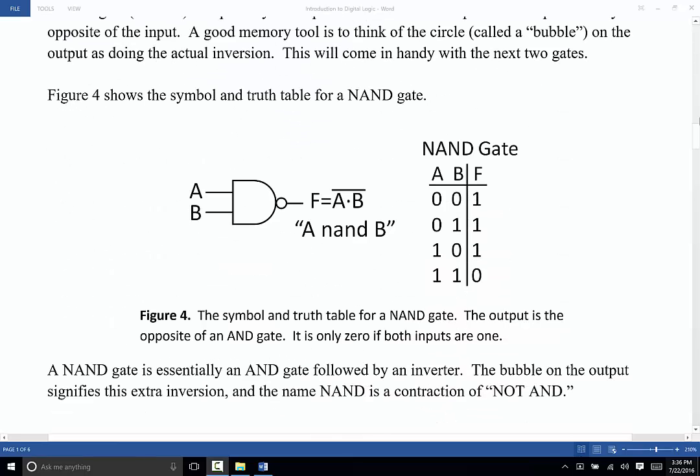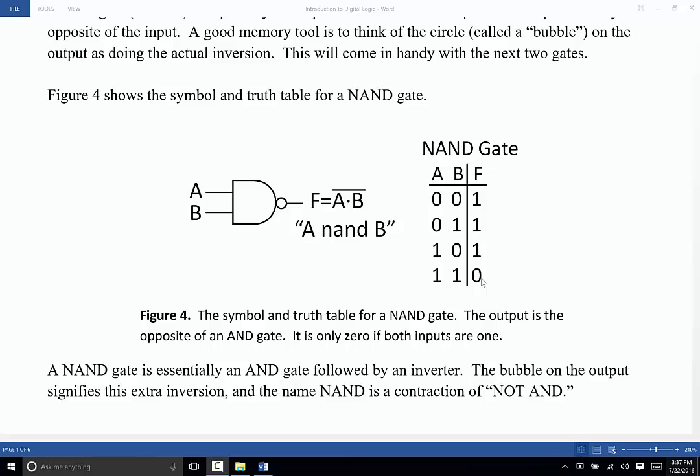The next gate is a NAND gate. Now, NAND is a contraction of not AND. Essentially what you can see here is that this is like an AND gate. It's exactly the same shape as an AND gate, but it has that same bubble from the inverter. So first you AND together A and B, and then you put a bar across the whole thing. That means you do an AND operation followed by an inversion. Remember that for the AND, only the last row was a 1. All the others were 0. And so we've just flipped every one of those bits. Now only the last row is a 0, all the others are a 1. That's what the output of a NAND gate looks like.